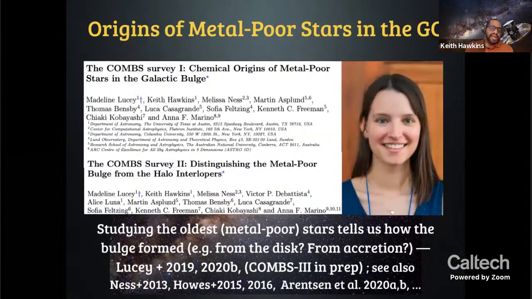My student Maddie Lucy has actually been looking for metal poor stars in the galactic bulge with Melissa Ness and I. We took a photometric sample from SkyMapper, and using SkyMapper photometry, we identified a sample of potentially metal poor stars. We got high resolution spectra from VLT UVES and moderate resolution spectra from the VLT Giraffe instrument. Maddie is writing her PhD thesis really focused on the chemical origins of these metal poor galactic bulge stars. She's published 2 of the 3 papers that are going to be in this series.